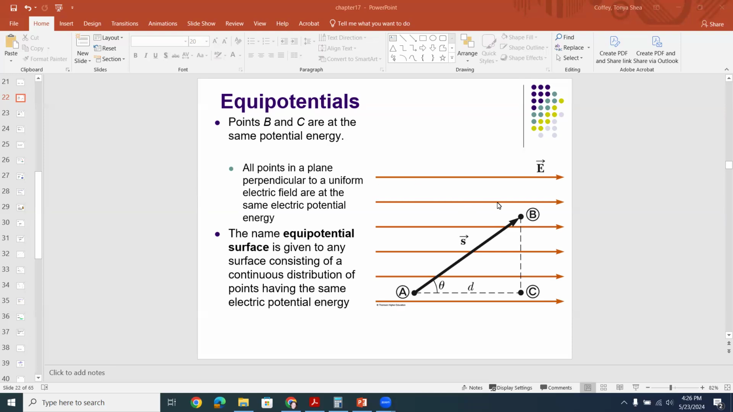So this is what it's like for an electric field that's uniform, straight, and pointing in one direction. Your equipotential surfaces are basically flat planes, and you can envision a flat plane that connects line B to C, but then sticks out of the screen at you coming that way. Okay, so you can picture that.